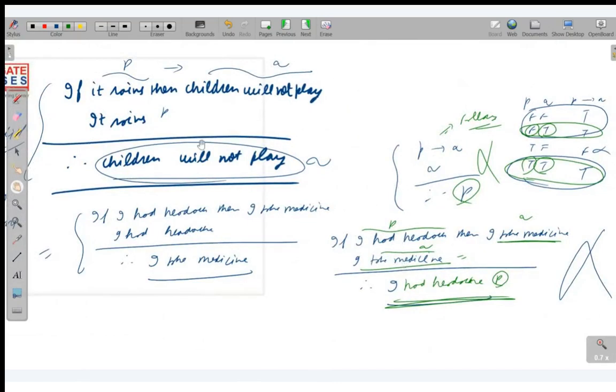Okay, this is a fallacy. I had a headache, then I take medicine. I take medicine, therefore I had a headache. No, this is wrong. Immediately you will say wrong. Now, how will you say wrong? You will immediately convert it into logic, and from logic you will prove that it is wrong. Do not try to make any kind of sense out of it. If you try to make sense out of it, you will say, okay, this is valid, this is correct. It may be the case that you have a headache, or that you do not have a headache, and still you have taken medicine for some other purpose. What a big deal.